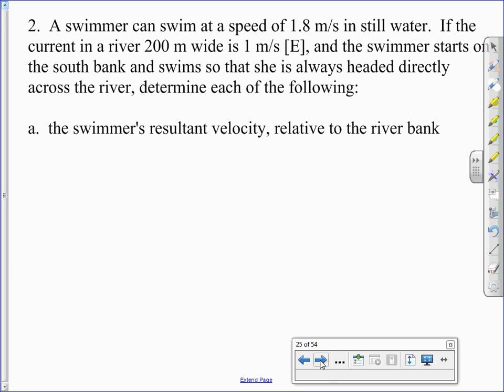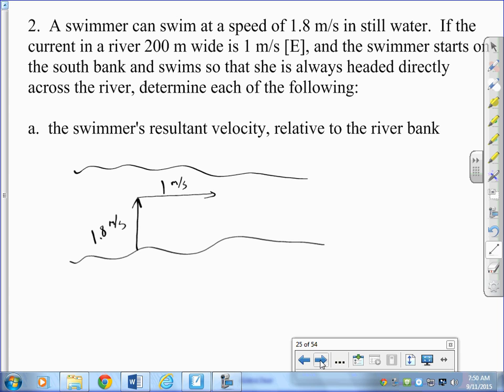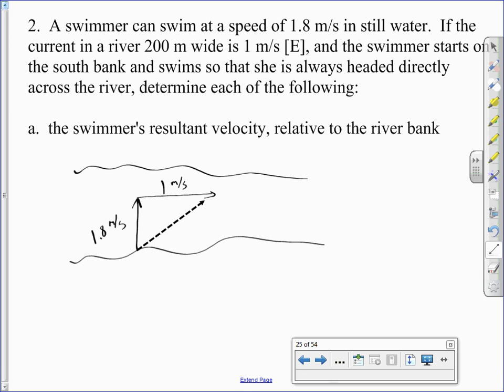So I like to draw a diagram for these problems so I can picture what's really going on. So correct me if I'm wrong, but the swimmer is going from south to north. So the swimmer wants to go in this direction. The fastest they can swim is 1.8 meters per second. The river is going current to the east, and so that would be at 1 meter per second. The actual path the swimmer will take, again assuming that they continue to swim at that same speed, would be at the angle as follows.